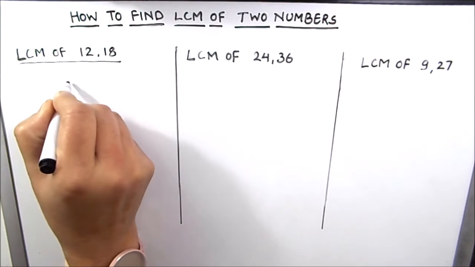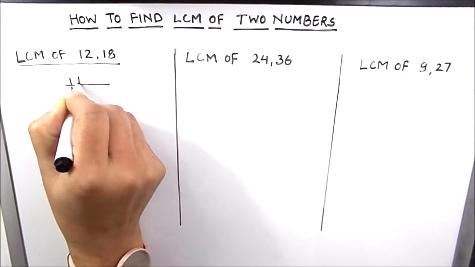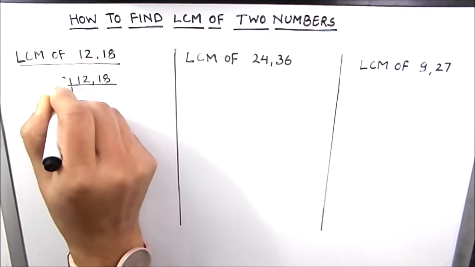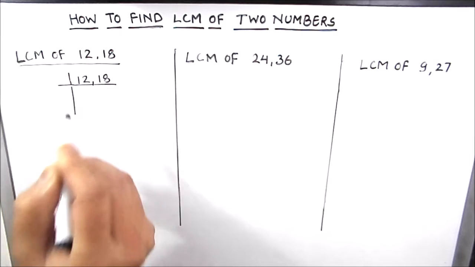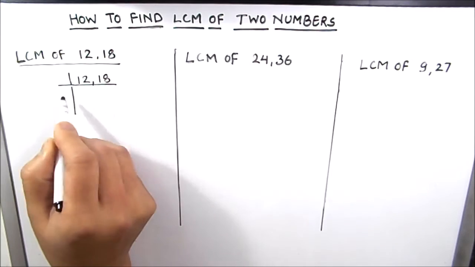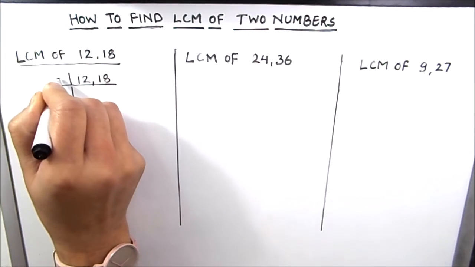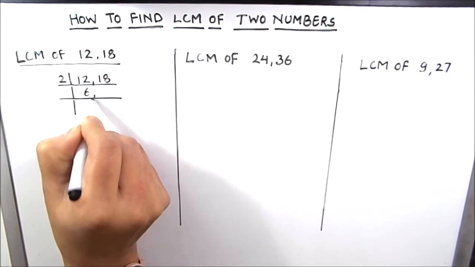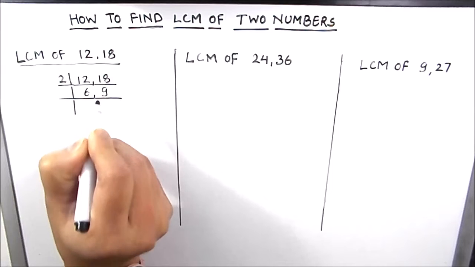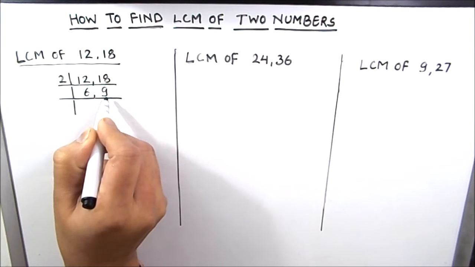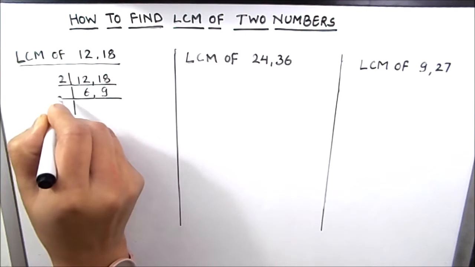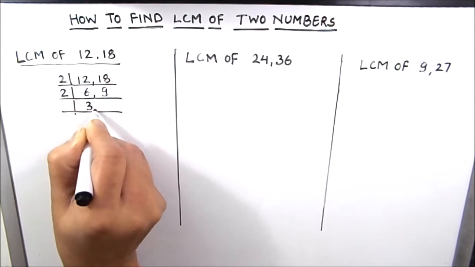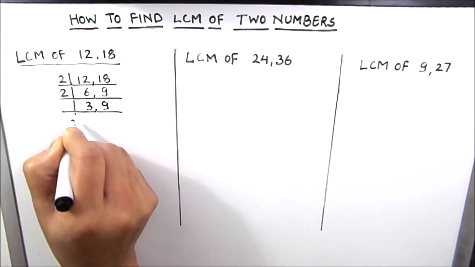So here we are going to write the two numbers 12 and 18 and we'll divide the two numbers by their factors. As both the numbers are even numbers, 2 is a factor of both, so we can divide both the numbers by 2. 2 times 6 is 12 and 2 times 9 is 18. Out of 6 and 9, 6 is an even number, so we can again use 2 to divide 6. 2 times 3 is 6. 9 is not fully divisible, so we'll write it as is.